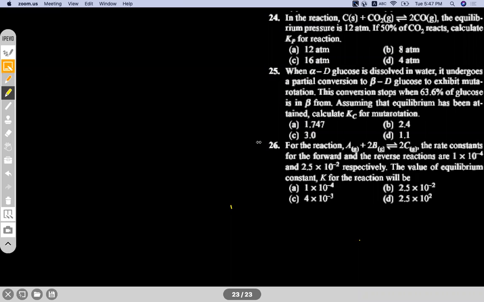I'm getting all three different answers. Okay, B, D, and C, is it? Acha, one second, I'll do this 24th one. You see, in this 24th one, we have C plus CO2 gives CO, the equilibrium pressure is 12 atmospheric, 50% of CO2 reacts, calculate the KP for the reaction, okay.